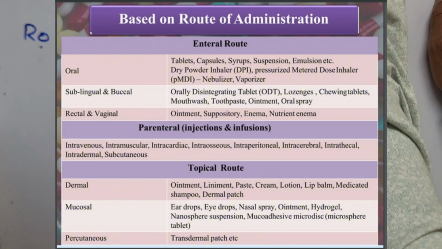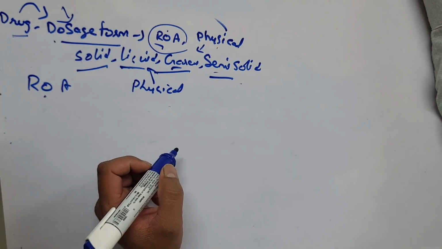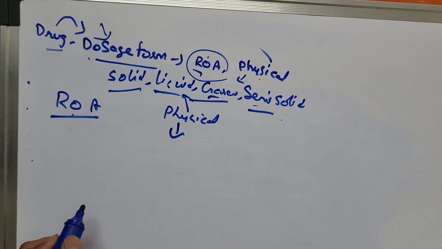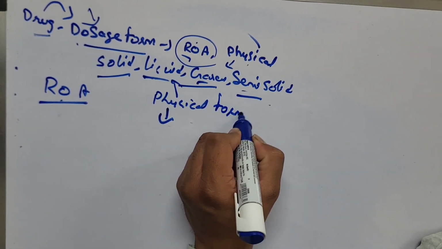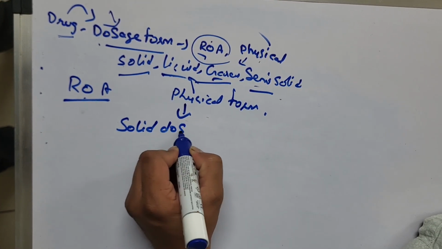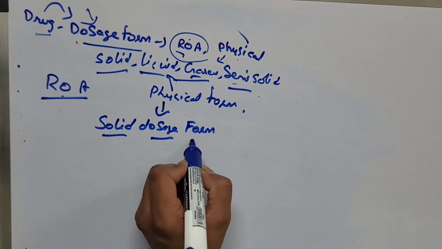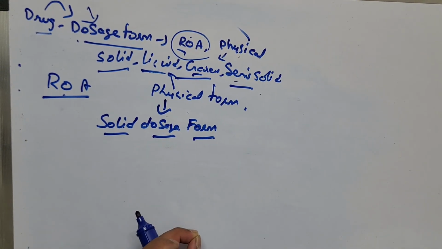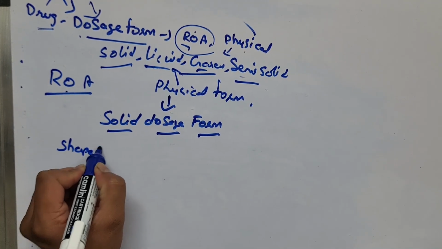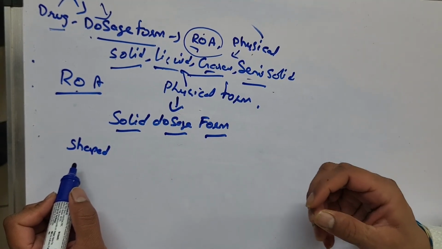Okay, so next, based upon physical form. I already told you route of administration; now based upon physical form. First one is solid dosage form, right? Normally solid dosage forms have a particular shape and a particular size. By physical touch we can tell which shape it is, and whether it's hard or not we can tell.